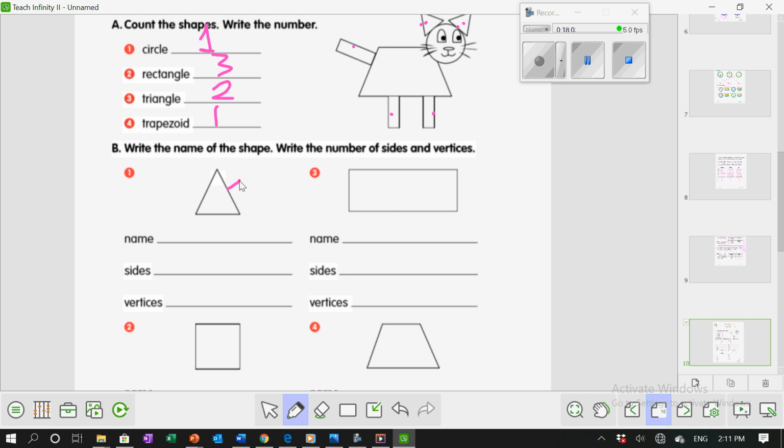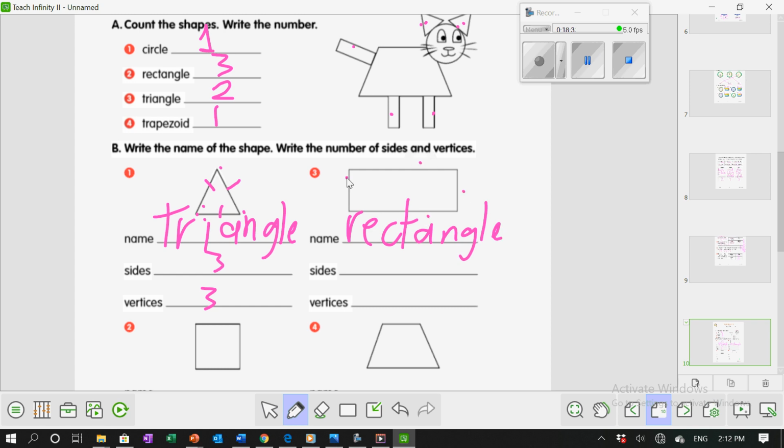Remember, the sides are the lines. The vertices are the corners between the two sides. Here, what do we call the shape? Perfect. It's a triangle, so I write triangle. How many sides? 3. How many vertices? 3. Now, what's the name of this? Perfect. It's a rectangle. How many sides? Just count. How many sides? Perfect. 4. How many vertices? Excellent. 4.